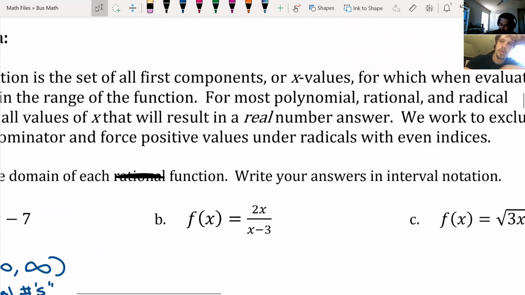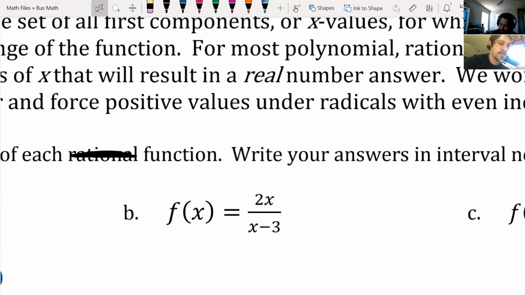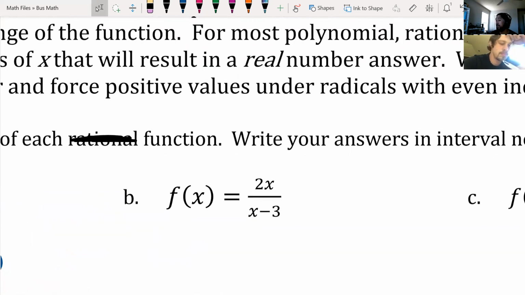B, now we have some work to do. And we are given f of x equals 2x over x minus 3. Now this function has a special name. It has a polynomial over a polynomial. And the fanciest word we can say for fraction is the word rational. So if you're ever given a fraction as a function, then the appropriate term is rational. This is a rational function. It's just a fancy word for fraction.